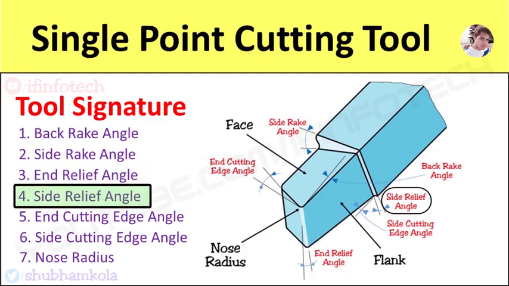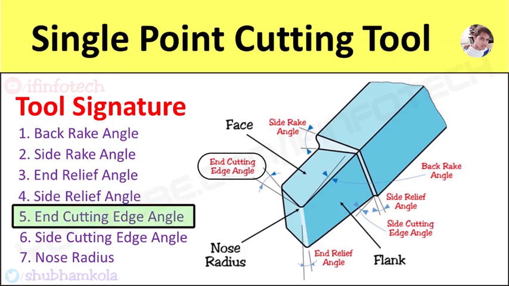Next is side relief angle. It is the angle between portion of side flank immediately below the side edge and line perpendicular to base of tool measured at right angle to side. Side relief angle prevents interference as tool enters the material. It is incorporated on tool to provide relief between its flank and workpiece surface.